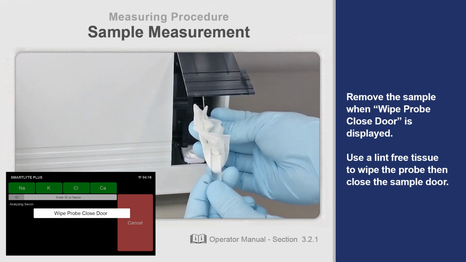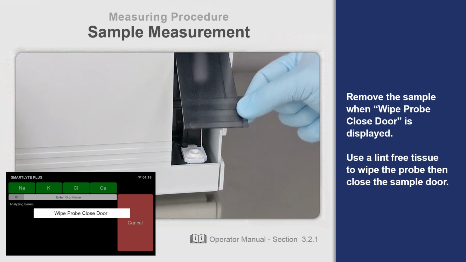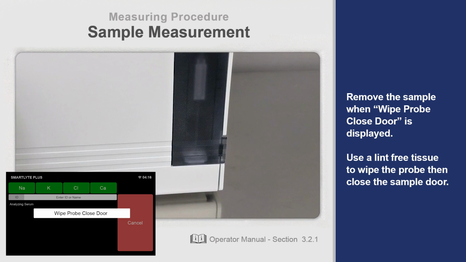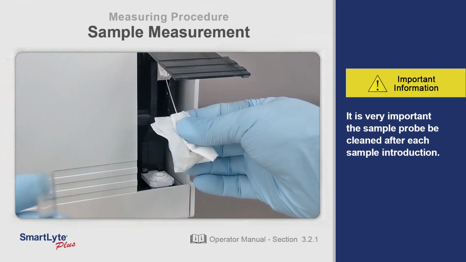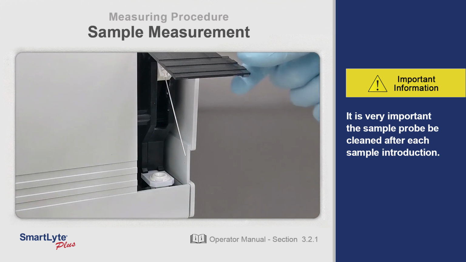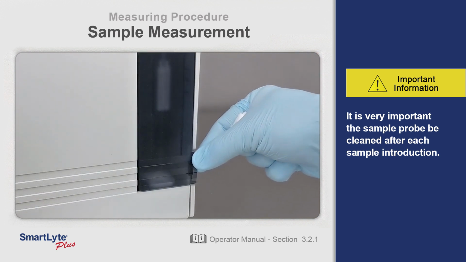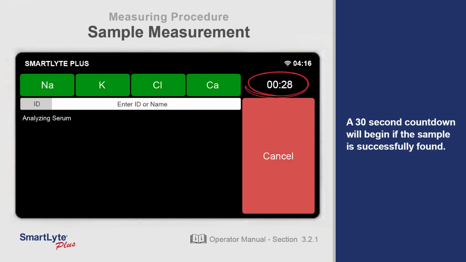Use a lint-free tissue to wipe the probe. Then close the sample door. It's very important that the sample probe is carefully cleaned each time following a sample introduction. A 30-second countdown will begin if the sample is successfully found.